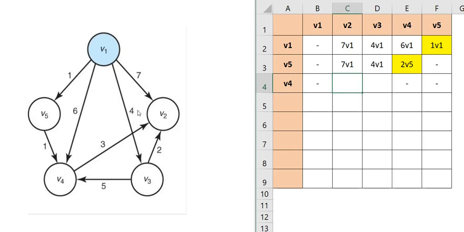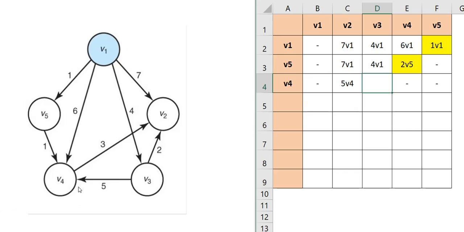V4 to V2 is giving us 3. But again, we are not only interested in V4 to V2, but in how we got up to V4. We know that V1 to V4 gives us 2, so we have to add 2. This solution gives us 5, which is of course better than 7. So our next solution is going to be 5, via V4.